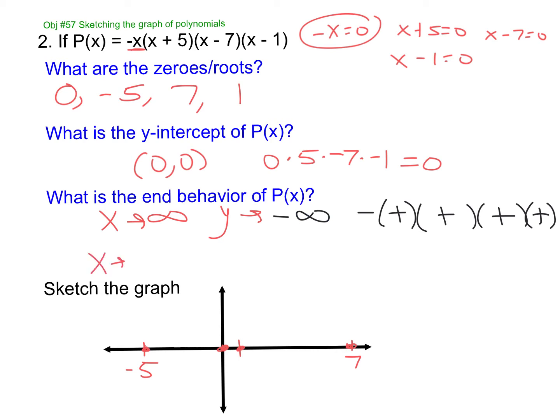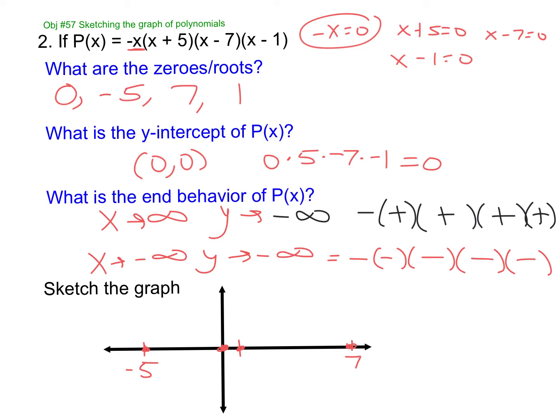As x goes to negative infinity, now I'm going to plug in a negative x. So again, we have that negative out front from the negative, and then we have our x, x plus 5, x minus 7, and x minus 1. So this time we're plugging in negative numbers. So a negative, a negative, a negative, a negative. So how many negatives is that? 1, 2, 3, 4, 5. So that's a negative answer.